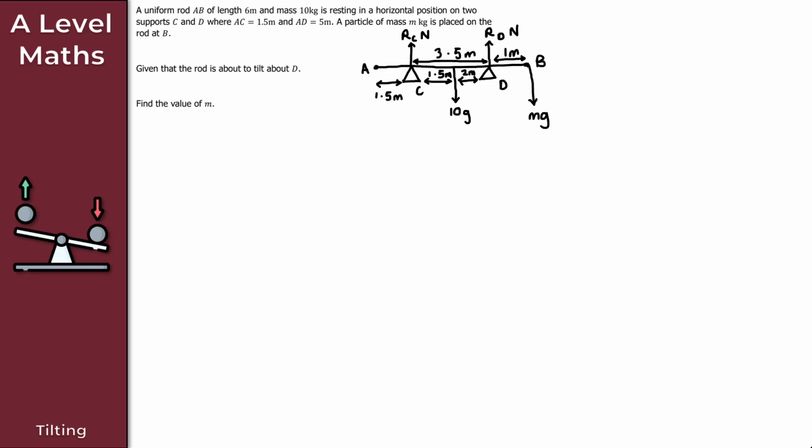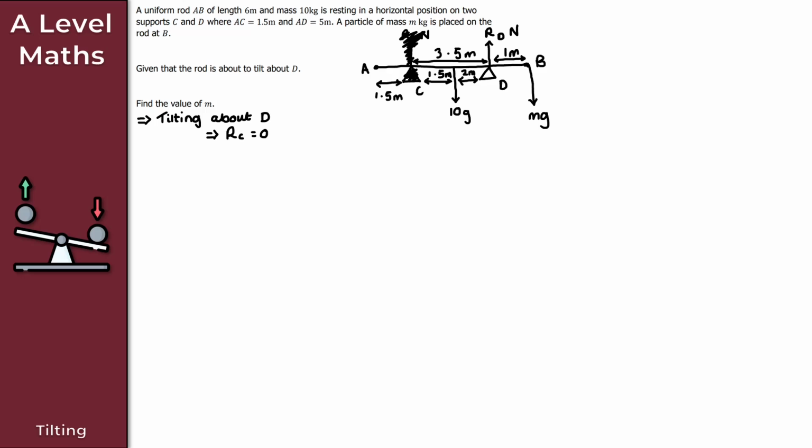Before we perform any calculations, let's make a note about this line. It tells us that the rod is about to tilt about D. That's important because if the rod is tilting about D, then the reaction at the support C will be equal to 0. In that case, we can simply ignore the support C. So feel free to remove it from your diagram. You could just scribble over it.